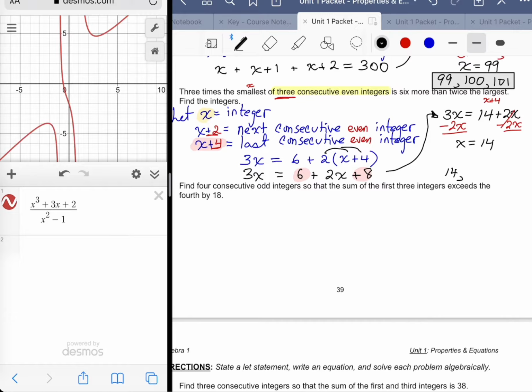Add 2 to that. That's what it says right here. We defined it that way. 16 would be my second. Add 4 to my first number. 18 would be my third consecutive even integer.